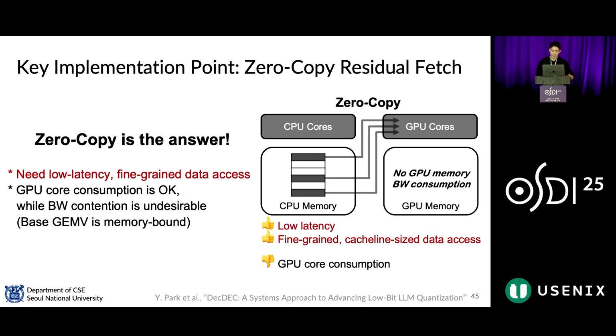First of all, latency is extremely important for us, and the access granularity is relatively small. We access the residual matrix at the channel level, which typically amounts to just a few kilobytes. And in our setting, consuming more GPU cores is not a problem at all. The base GEMV kernel, which runs in parallel with residual fetching, is extremely memory bound, and it means that the GPU cores are highly underutilized. Moreover, by using zero copy, we completely bypass GPU memory. It eliminates any risk of memory bandwidth contention. In a way, this is almost a perfect use case for the zero copy feature.